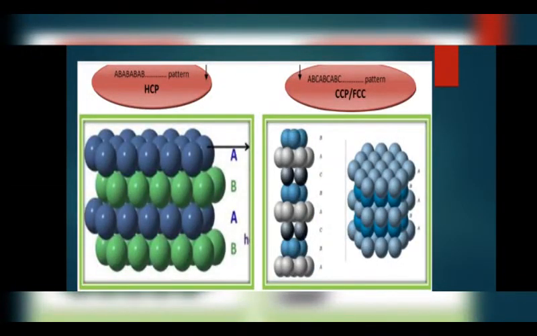Now this is the packing. You can see the pattern of arrangement. The first pattern shown here is the ABAB type of pattern, and this lattice is called HCP. Another pattern is presented here, the ABC pattern, and the lattice is called CCP or FCC. HCP full form is hexagonal close packing, CCP full form is cubic close packing, and FCC's full form is face centered cubic close packing.